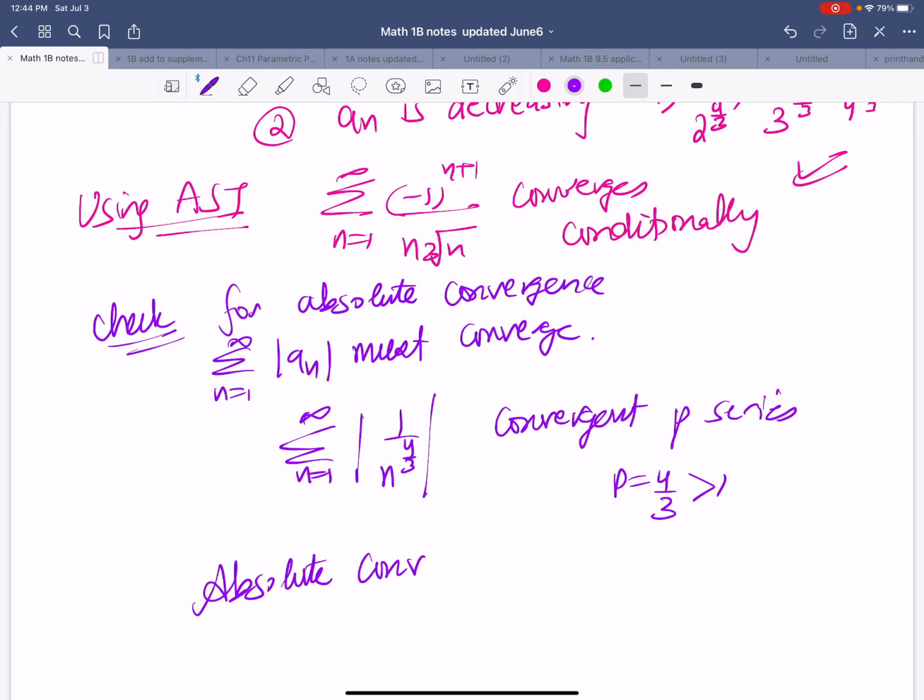If you have absolute convergence, that means you definitely have conditional convergence. You didn't have to check for conditional convergence if you had checked for absolute convergence first. So in this case, we do have absolute convergence. So we talked about the alternating series test in this case.